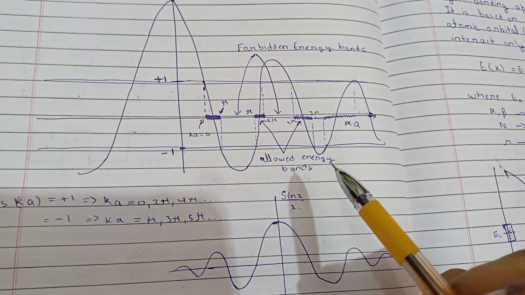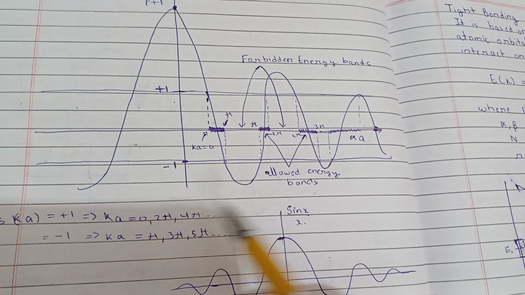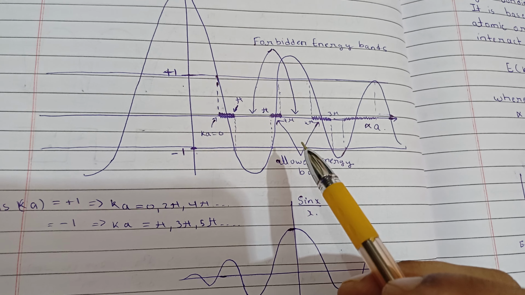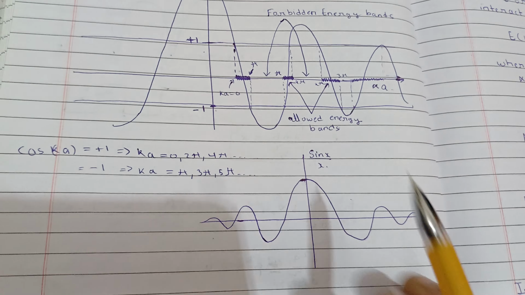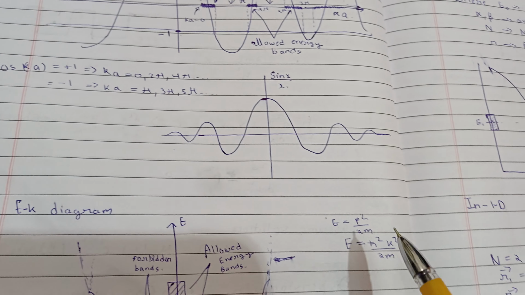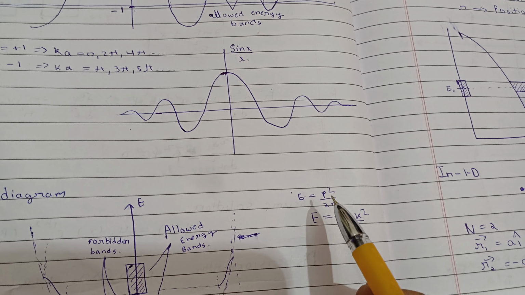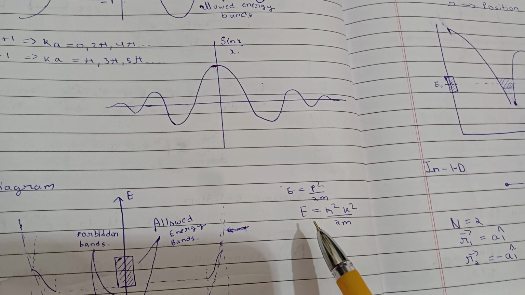So we can also plot, now we will see the E-K graph of this curve, which is very important, and there we will study about the Brillouin zones. So first of all, you need to understand this. If potential energy is 0, then total energy will be p square by 2m, that is kinetic energy, and from here we can get the dispersion relation.